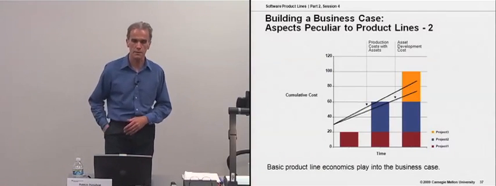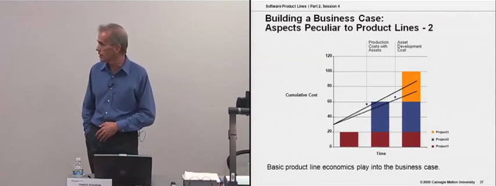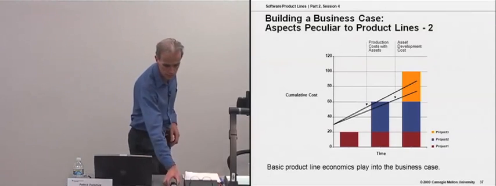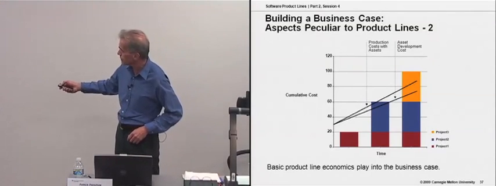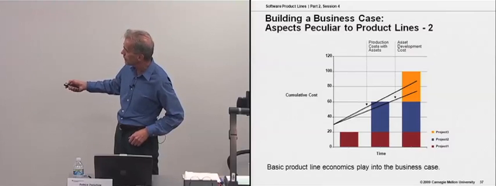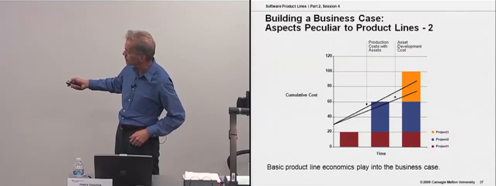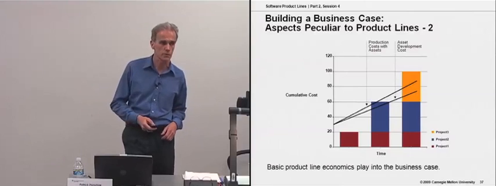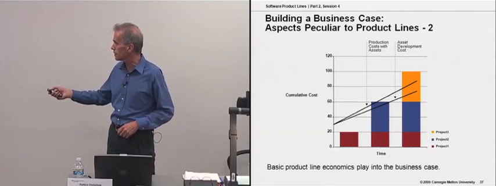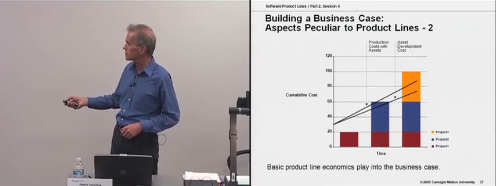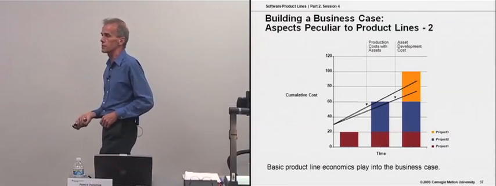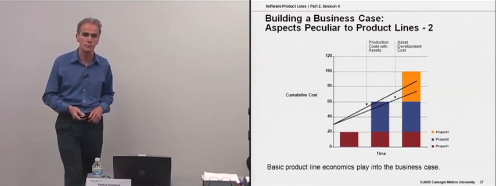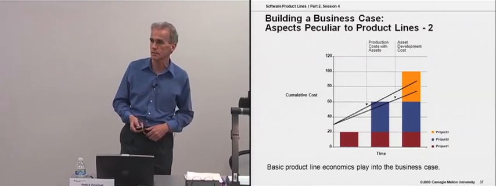Here's a representation of that chart I showed earlier that has the core asset development effort and the product line development effort, or the overall product line development effort, broken out. So you have costs associated with the core asset development, you have costs associated with developing the products from those core assets, and in this example here, there is a cumulative cost associated with creating these three products the old way, and beyond the third product, it becomes more cost effective to develop these as a product line.